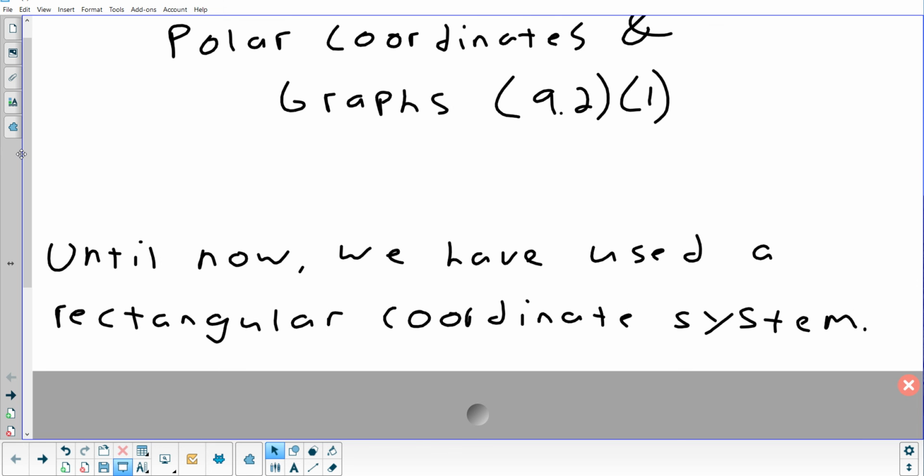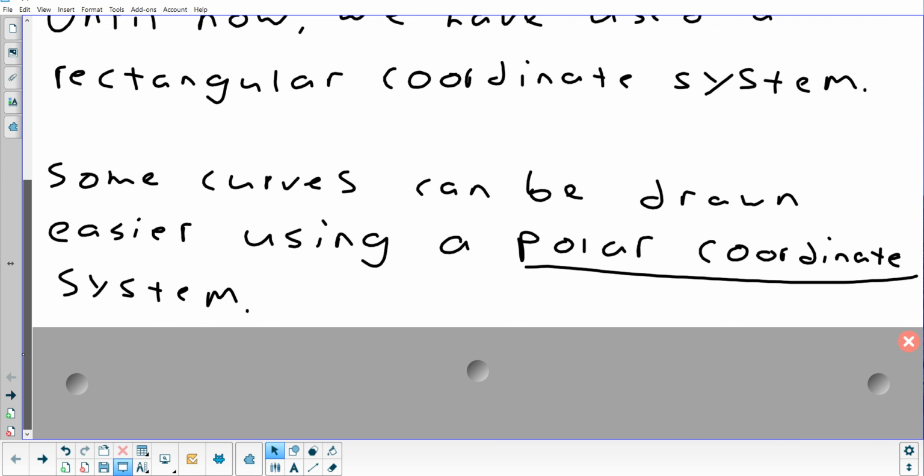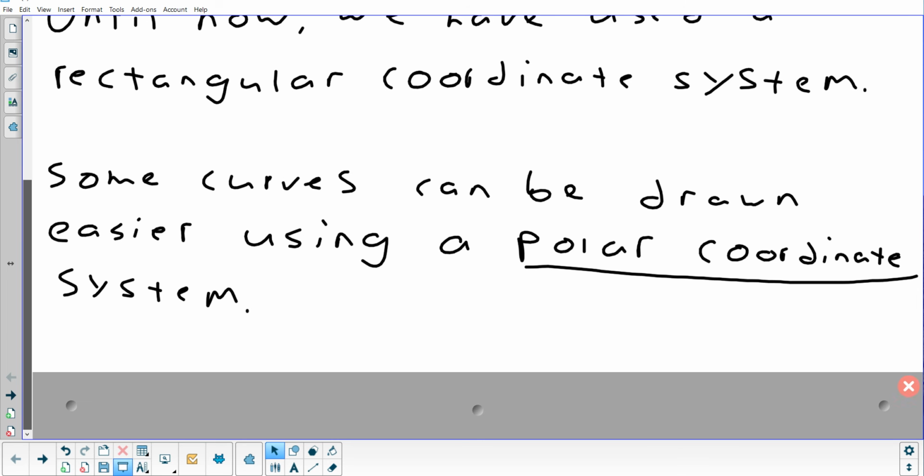It is not a good system for lines. We can do lines in polar, but we already have a simple way to do lines. That's just y equals mx plus b. You want to do a line? That's probably the best way to do it. Polar is really complicated for lines, but not for circles. So a circle is an example of something that can be drawn much simpler.